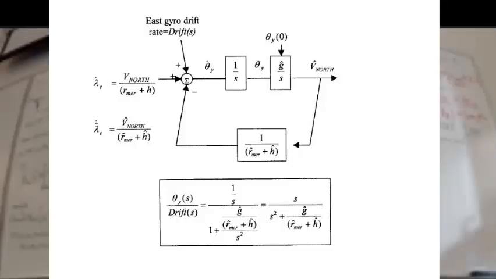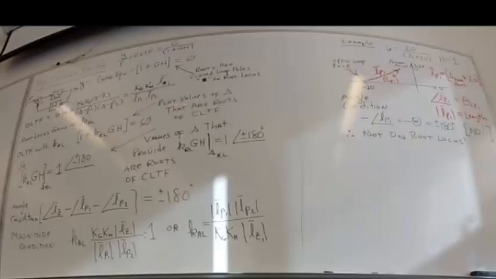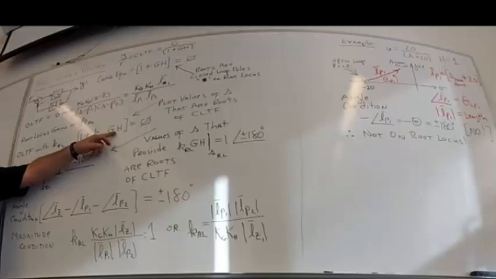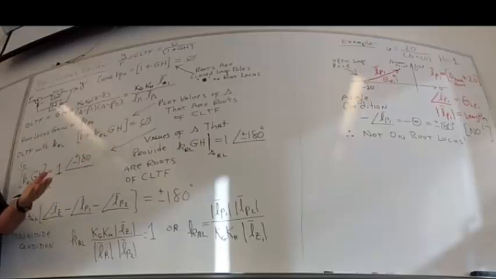What I want you to see is that the values of S that make this characteristic equation equal 0 are the poles. The poles of the closed loop transfer function are the same as the values of S that result in KGH equal to one angle plus or minus 180. If I get plus or minus 180 in GH, then 1 minus 1 is 0, I get the same thing.